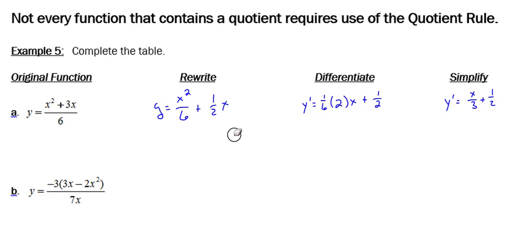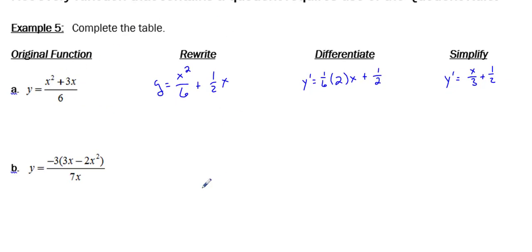Obviously, you can break these up any number of ways. Part B, though, looks to me like maybe distributing and breaking up would probably be the way to go. We might need 2 rewrites, so I'll start right here. And again, when you're rewriting the function, you're not taking the derivative yet.